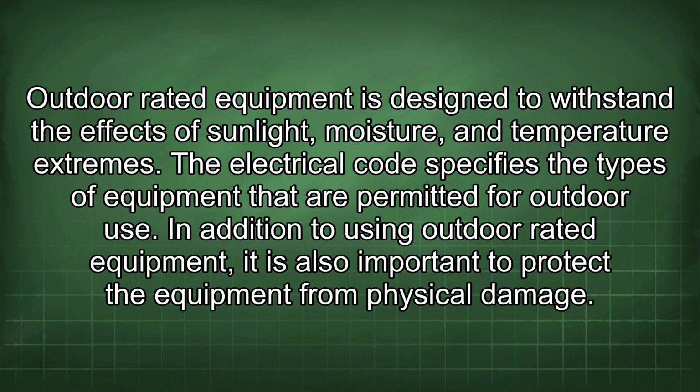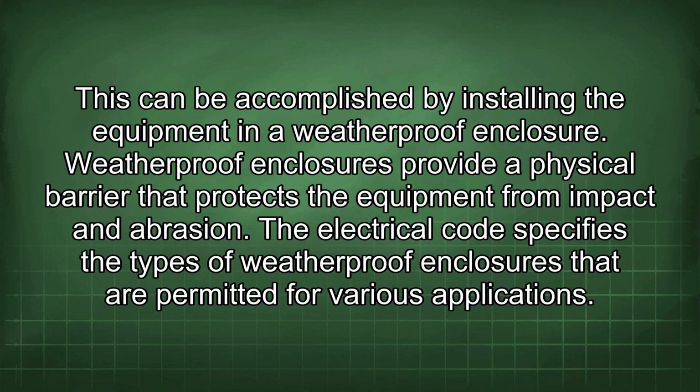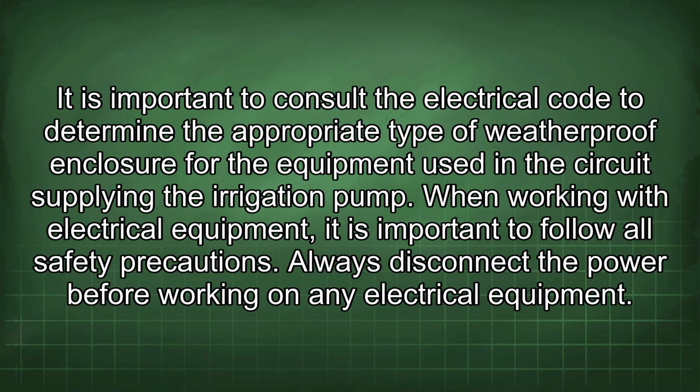In addition to using outdoor rated equipment, it is also important to protect the equipment from physical damage. This can be accomplished by installing the equipment in a weatherproof enclosure. Weatherproof enclosures provide a physical barrier that protects the equipment from impact and abrasion. The electrical code specifies the types of weatherproof enclosures that are permitted for various applications. It is important to consult the electrical code to determine the appropriate type of weatherproof enclosure for the equipment used in the circuit supplying the irrigation pump.